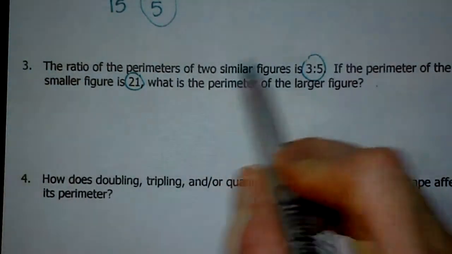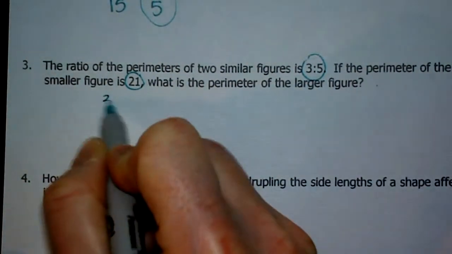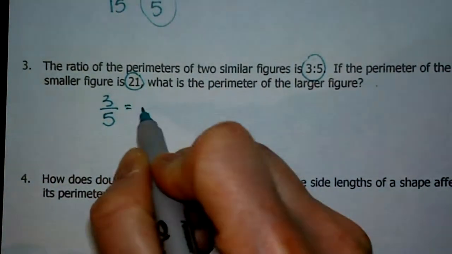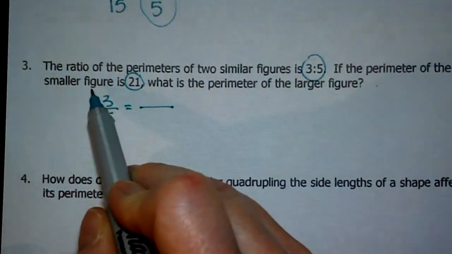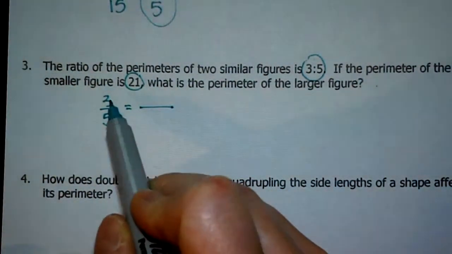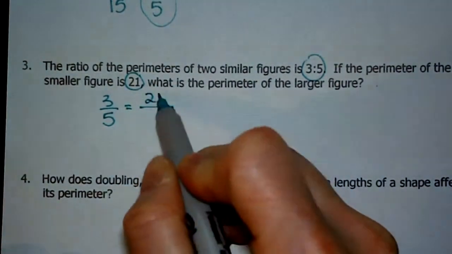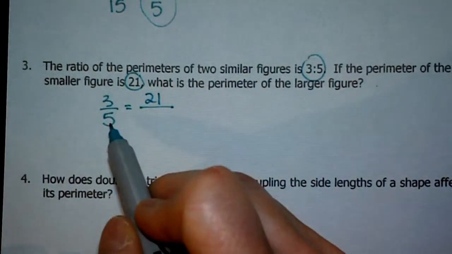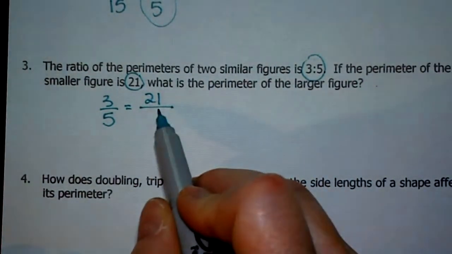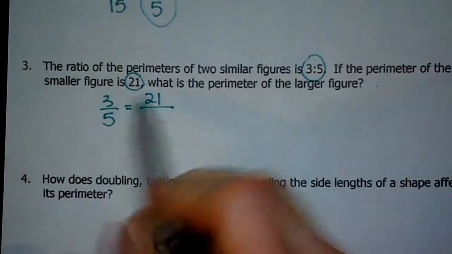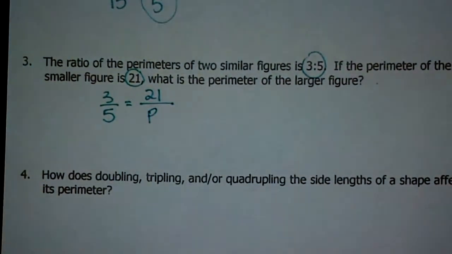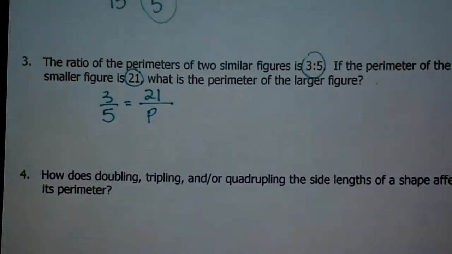So I know the ratio of the perimeters of the two figures is 3:5. I'm going to write that as a fraction. And I know that the smaller figure's perimeter is 21. Now, do you see how 3 is smaller than 5? That means the 21 needs to go with the smaller one. That 3 comes from the smaller figure. So here's the perimeter of the smaller one. I need to know the perimeter of the larger one. So 3 to 21 is going to be the same as 5 to whatever the perimeter of the larger one is. Yes, I used P. I can't help myself. Me and my silliness.